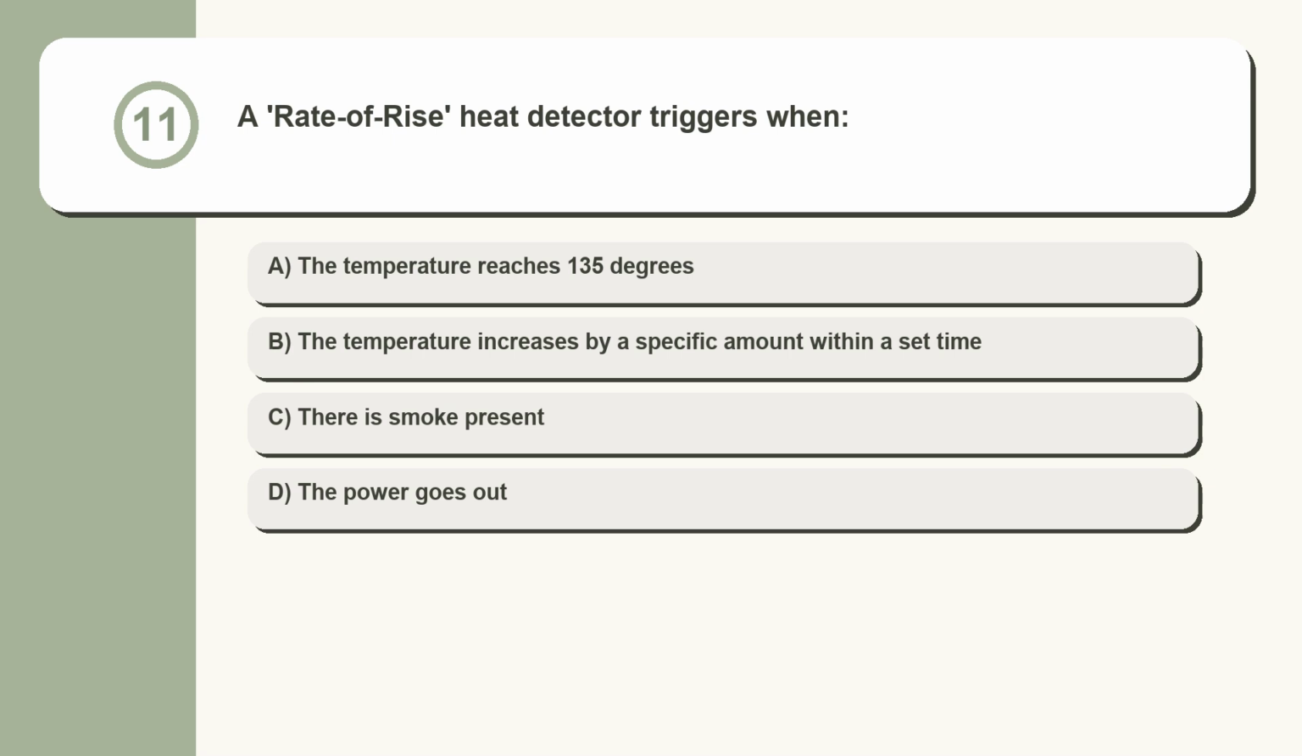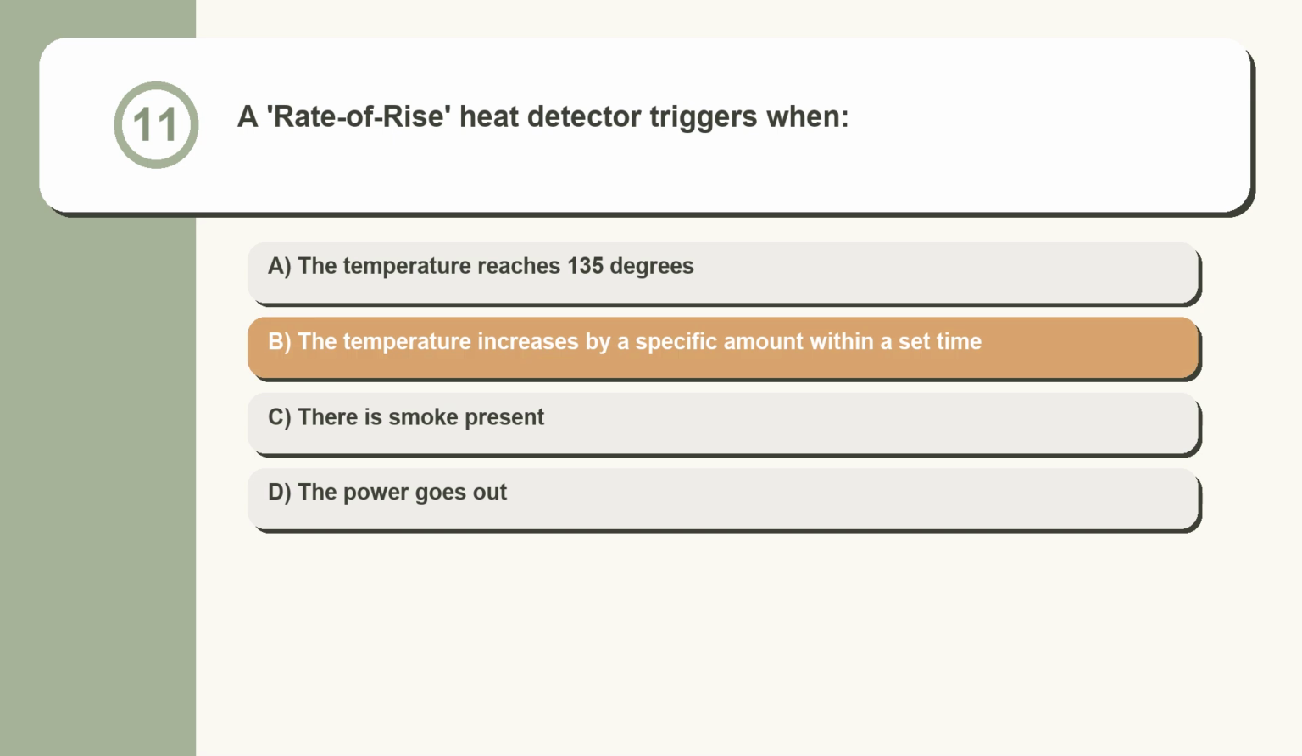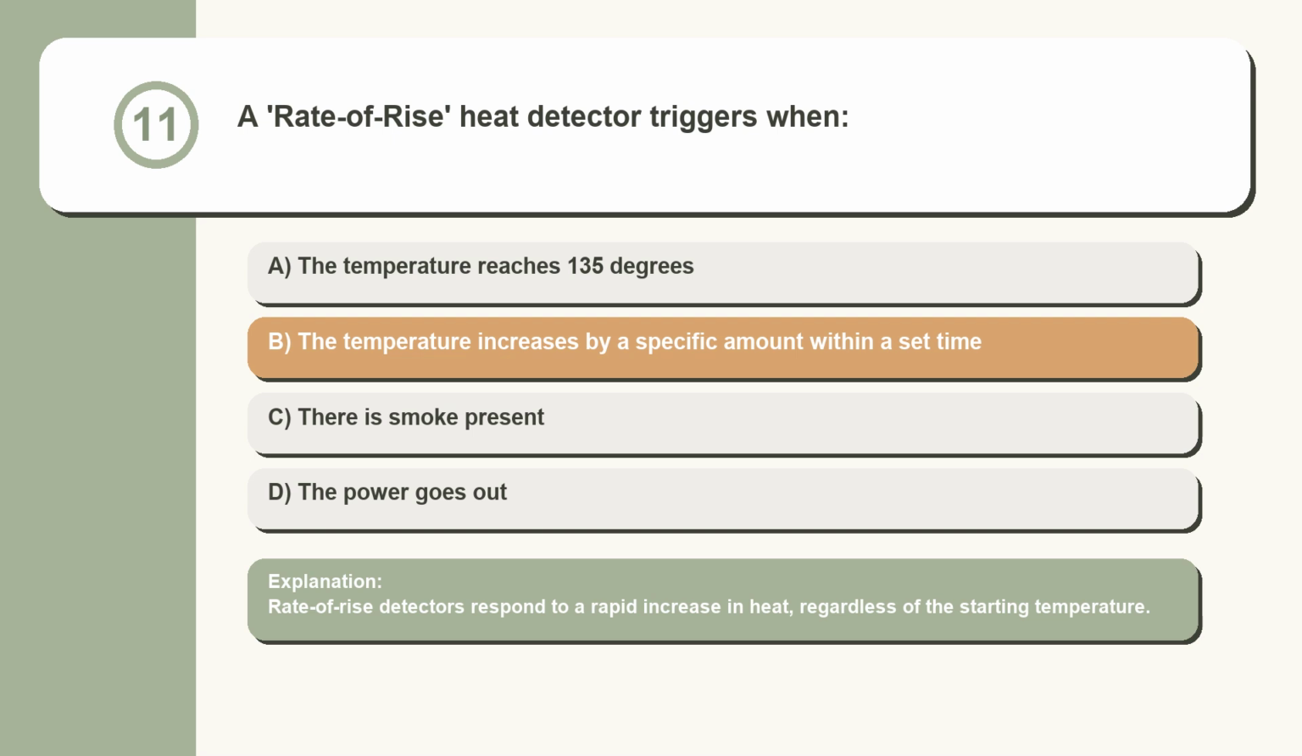Question 11. A rate of rise heat detector triggers when the temperature reaches 135 degrees. The temperature increases by a specific amount within a set time. There is smoke present. The power goes out. Rate of rise detectors respond to a rapid increase in heat, regardless of the starting temperature.